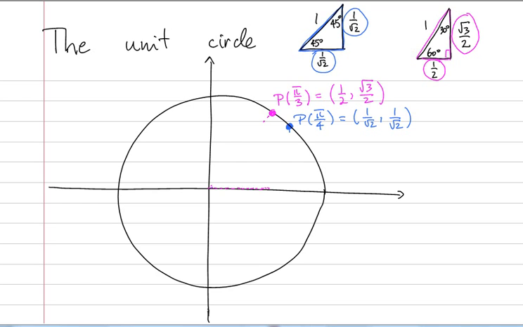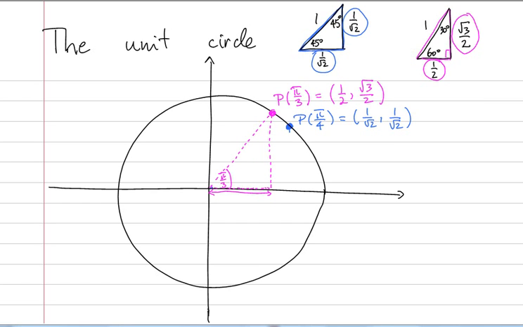So those two triangles are the triangles that correspond to the angle of 60 degrees, so pi over 3, and therefore the coordinates of this point that corresponds to the angle of pi over 3, 60 degrees, will be 1/2 here and square root of 3 over 2 in the vertical direction, so in the y coordinate. Likewise, the point corresponding to 45 degrees, which is pi over 4, has coordinates 1 over square root of 2 and 1 over square root of 2.